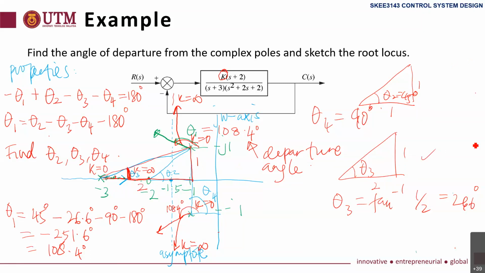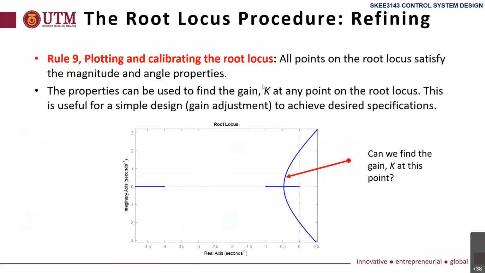Okay, we take a 5-minute break. We will continue with rule number 9, the last rule, but a very important rule. Rule number 9 discusses plotting and calibrating the root locus and finding the gain.